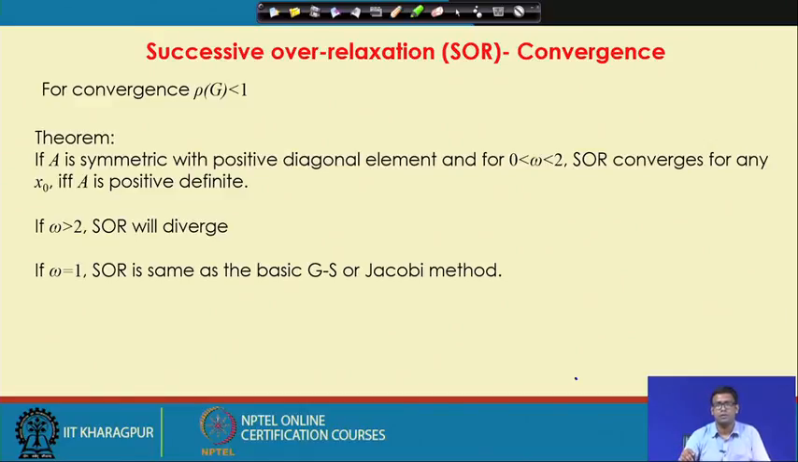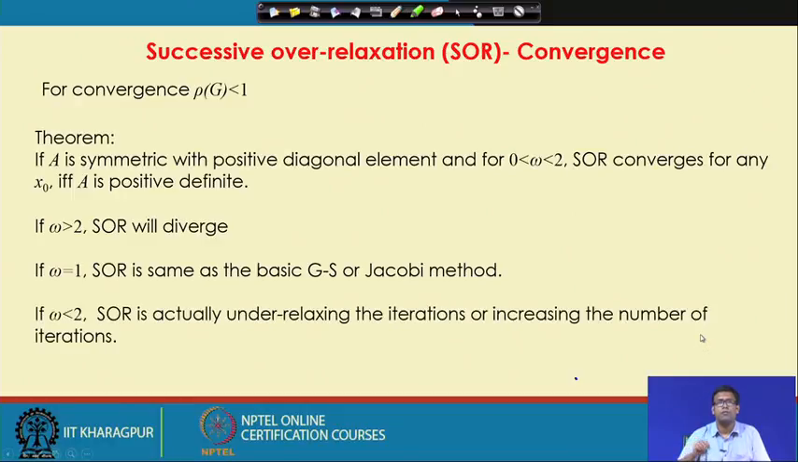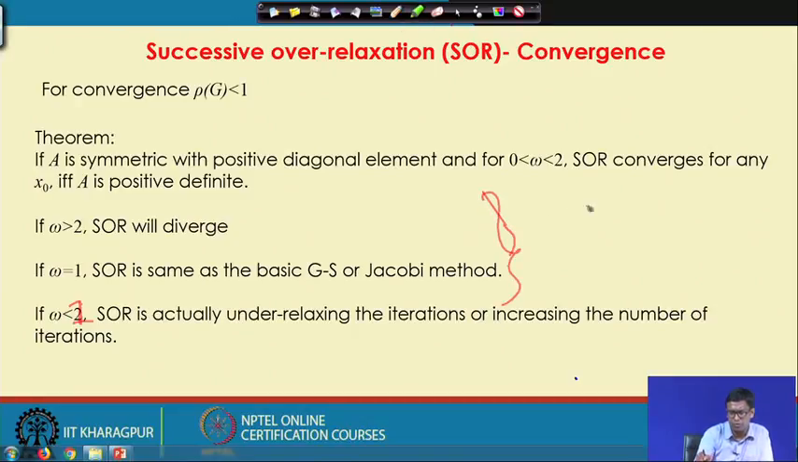So, we apply successive over-relaxation over Gauss-Seidel. If omega is less than 1, I am sorry, omega is less than 1, successive relaxation is actually under relaxing the iterations or increasing the number of iterations. So, the question is that omega should be between 1 to 2 for better convergence.